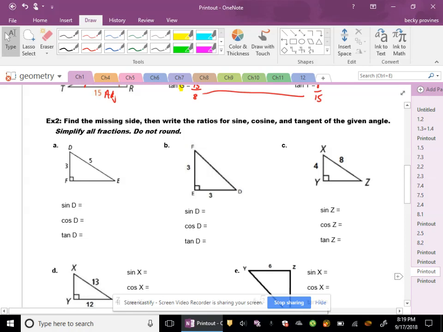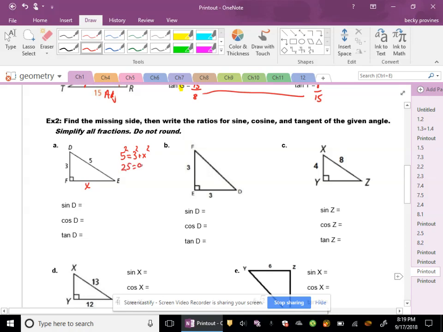Okay, find the missing side, then write the ratio for sine, cosine, and tangent of the given angle. Simplify all fractions, do not round. So what you have to do first is find the missing side. We're doing Pythagorean theorem first. To find this side, I'm saying my hypotenuse squared equals the leg squared plus leg squared.